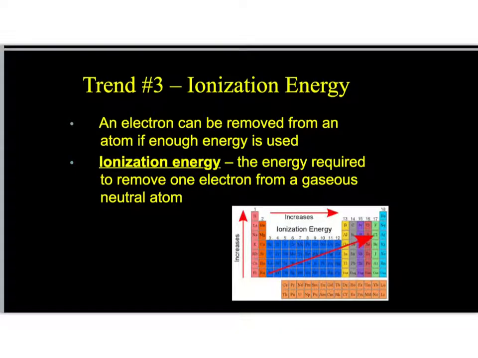Moving right along, trend number three is going to be ionization energy. An electron can be removed from an atom if enough energy is used. And how much energy? Well, that's what we look at when we look at ionization energy. It's the energy required to remove one electron from a gaseous neutral atom. And so it's how much energy that we need to actually remove an electron. Okay, if you look, we have this picture down at the bottom. It has the trend, and so it's going to increase from bottom to top and from left to right.